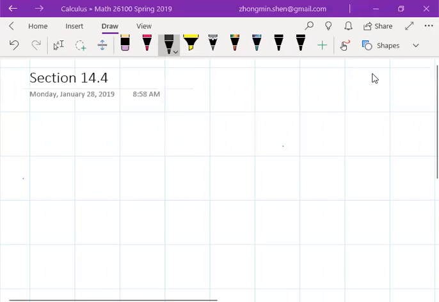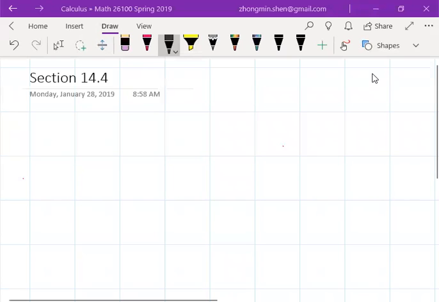So today we are going to study tangent planes and linear approximations. The idea is that you have a graph of a function in three-dimensional space, and you want to find the tangent plane to the graph. Here is a picture.